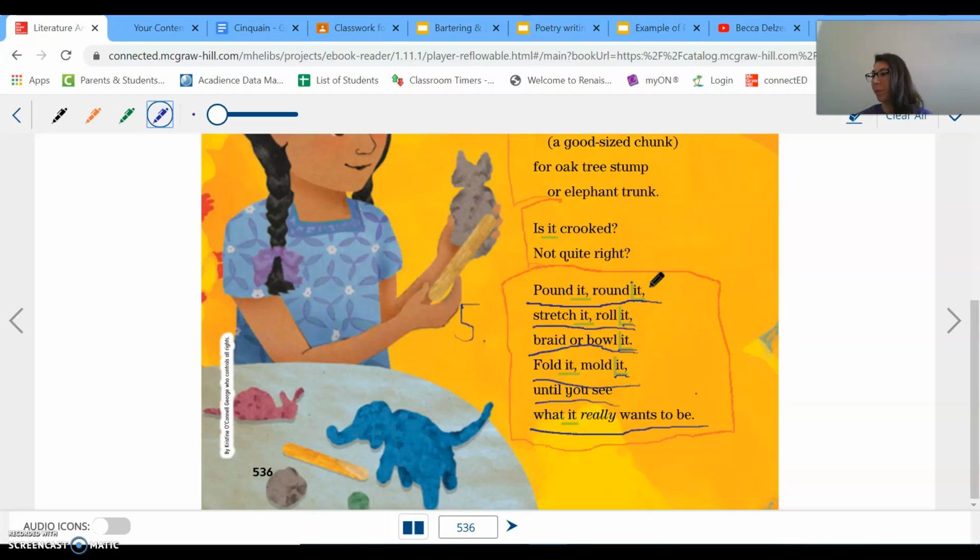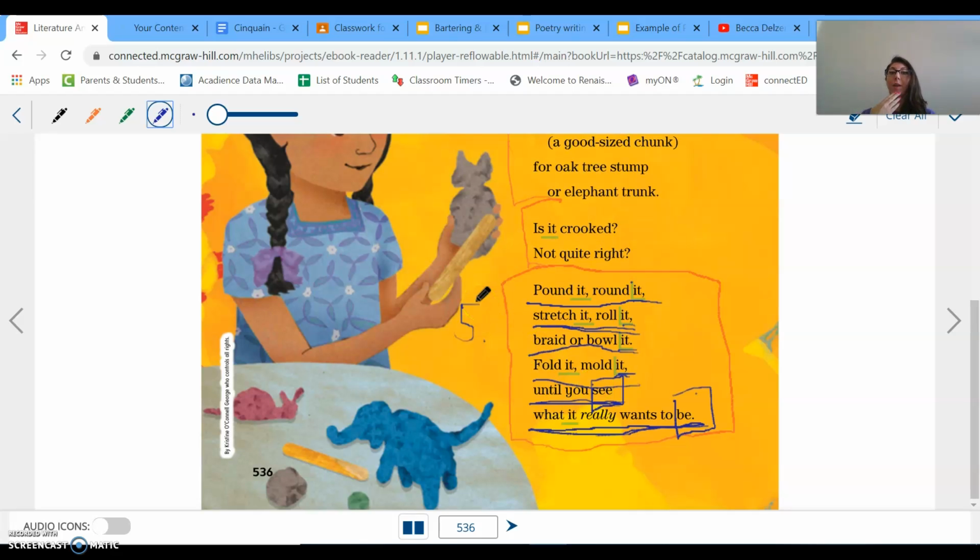So we have 1, 2, 3, 4. Take a look at the third and fourth stanzas. What's different about these stanzas? Well, if you take a look at the words at the end, the author does not repeat the word it. Instead, the author uses two completely new words.